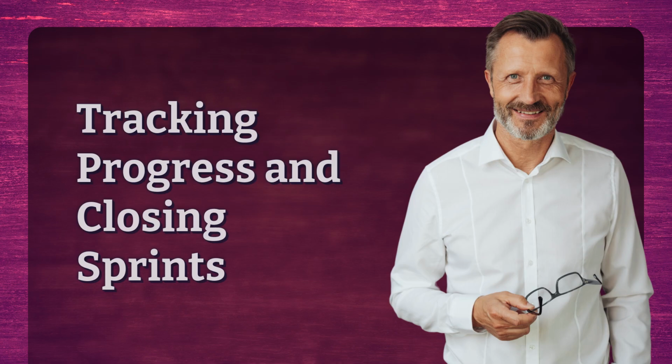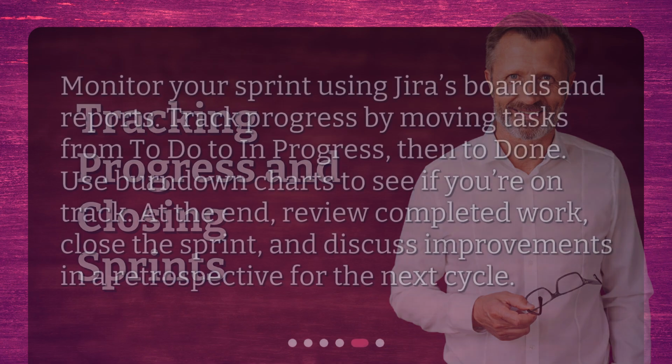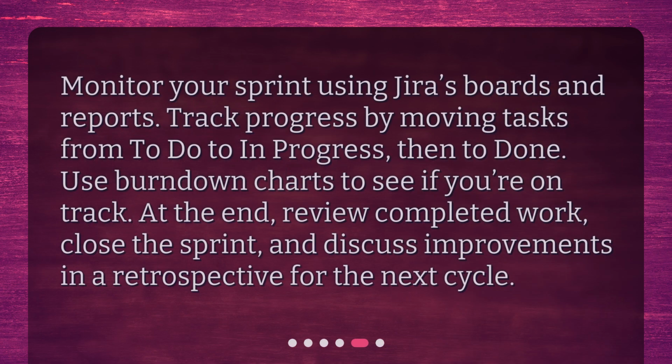Tracking progress and closing sprints. Monitor your sprint using Jira's boards and reports. Track progress by moving tasks from to-do to in progress, then to done. Use burn-down charts to see if you're on track. At the end, review completed work, close the sprint, and discuss improvements in a retrospective for the next cycle.